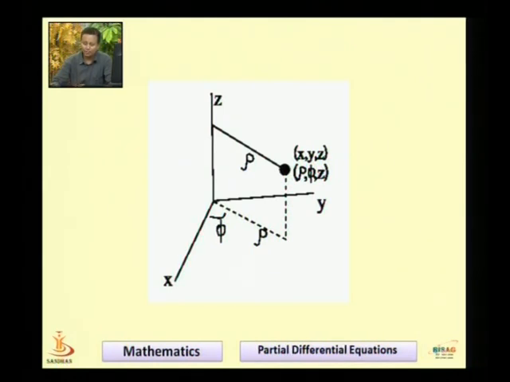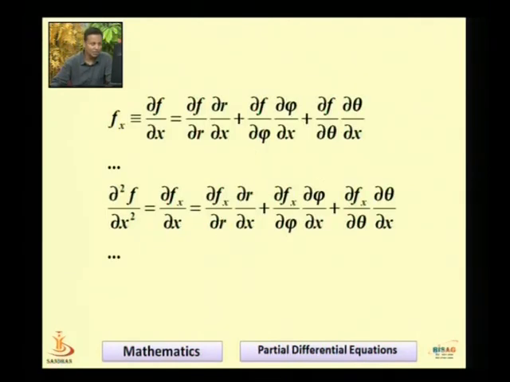You make a projection of the segment containing the point and the z axis onto the xy plane, right? And that projection makes an angle phi with the x axis, and this angle phi is the second coordinate. So this is in cylindrical coordinates. So using the chain rule, you can get the expression of fx here.